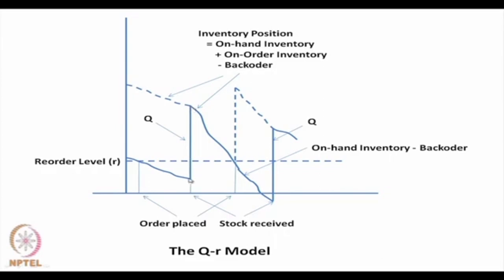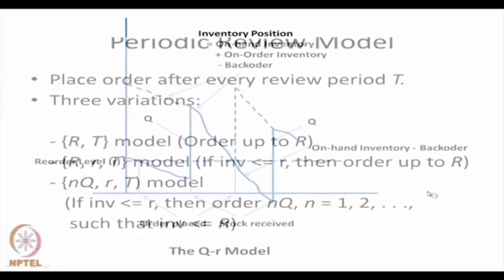Now, at this point the order arrives, again it falls, and again here we have placed an order, therefore the on hand plus on order becomes this. By that time the actual on hand inventory reduces, therefore the inventory position also reduces, and after the lead time, which is not fixed, orders are placed here and here, and stocks are received against the orders here and here. These are the lead times, this and this. This is the QR model.